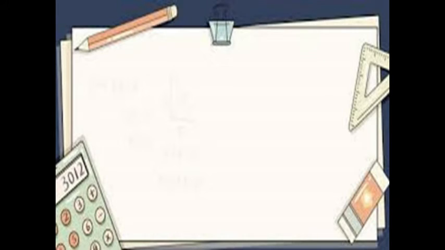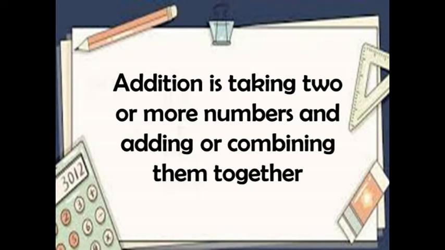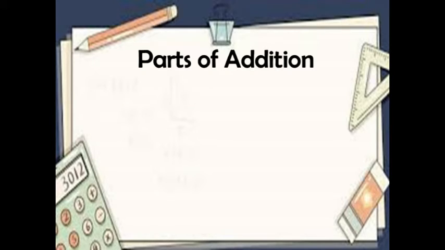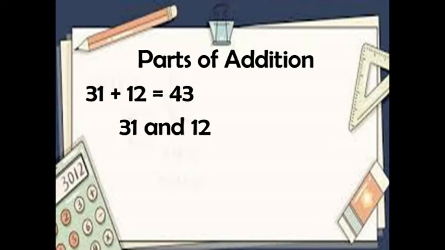But before that, let us all know first what is addition. Addition is taking two or more numbers and adding or combining them together. There are parts of addition. So we have here examples of addition. We have 31 plus 12 is equal to 43. And 31 and 12 is what we call the addends. Addends are the two numbers that are being added together.